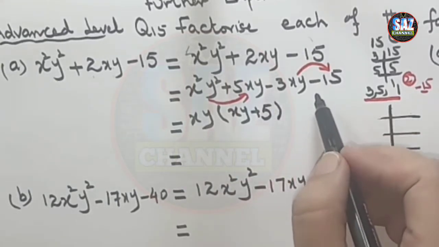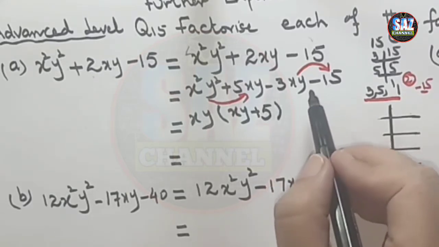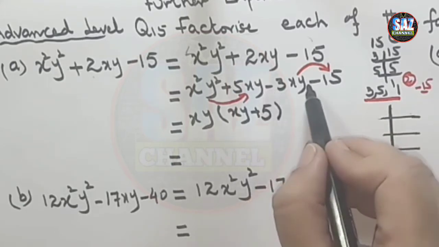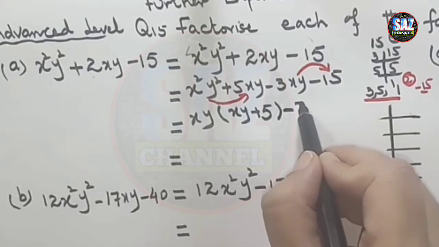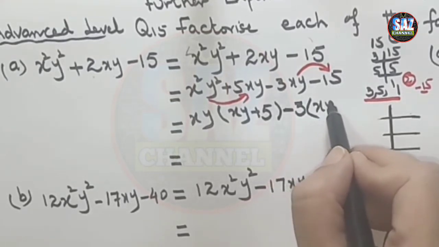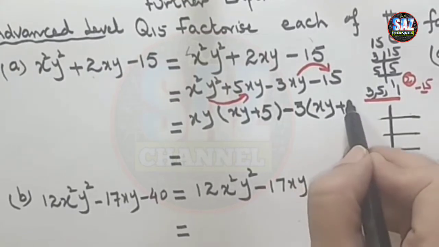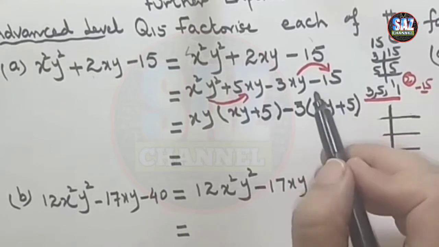Coming to the second group, we can see 3 and 15. 15 can come in the table of 3. We can see that both the terms have the negative sign. So I will extract minus 3 outside, and inside the bracket I will be left with xy and plus 5, because 5 times 3 will give me 15 back.